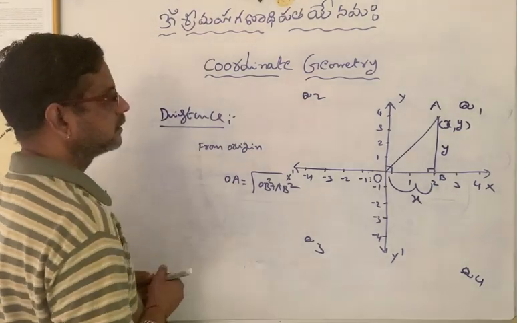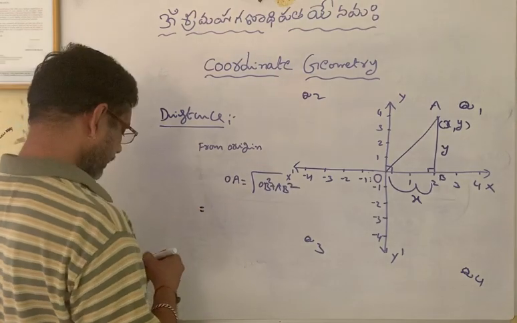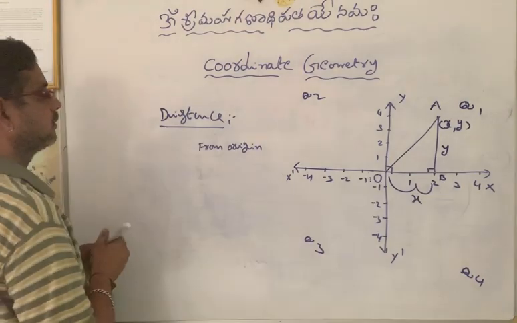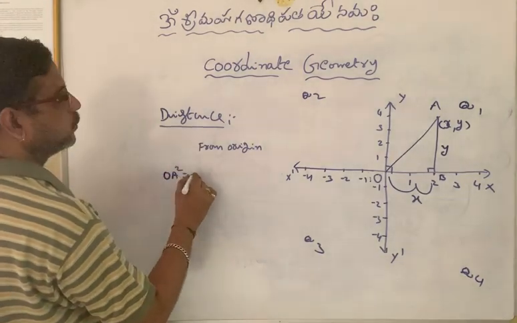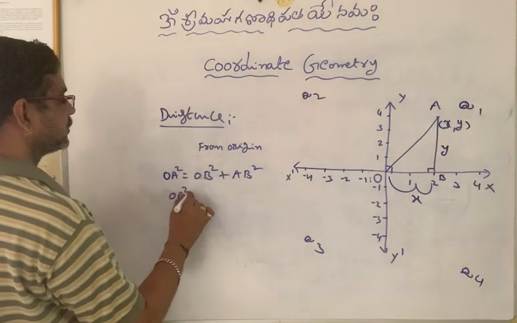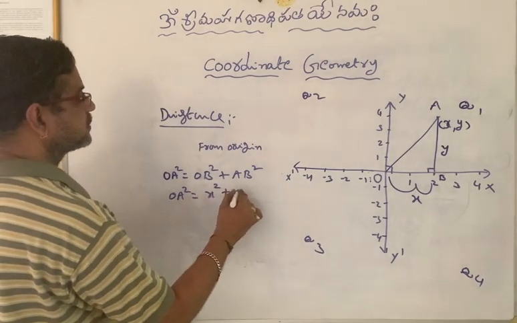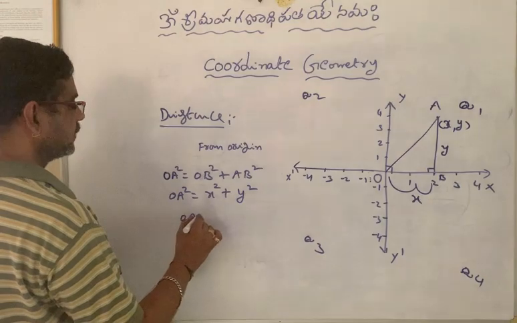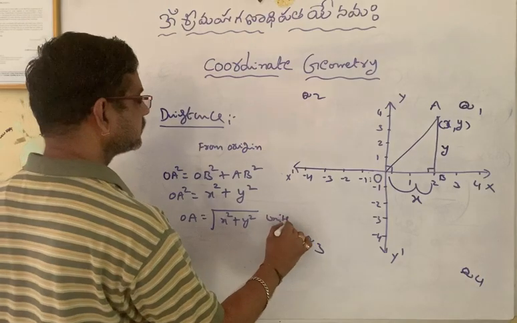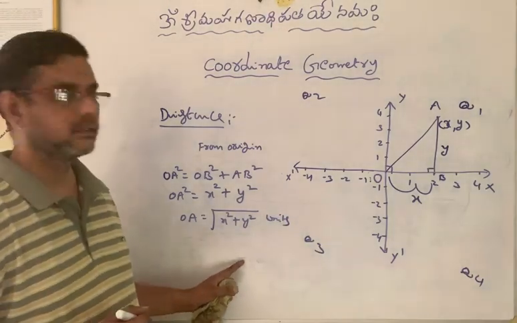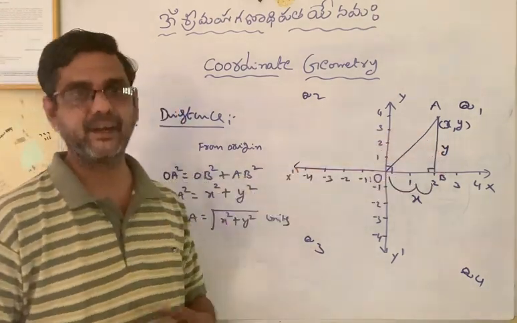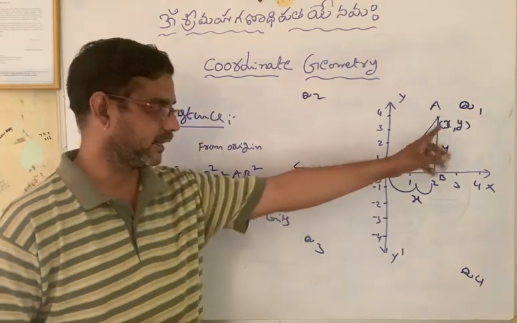Now see, OA. How can I find out OA? OA square is equal to OB square plus AB square. So OA square is equal to x square plus y square, and OA is equal to root over x square plus y square units. This is the length of OA. What is x? The x coordinate of point A. What is y? The y coordinate of point A.